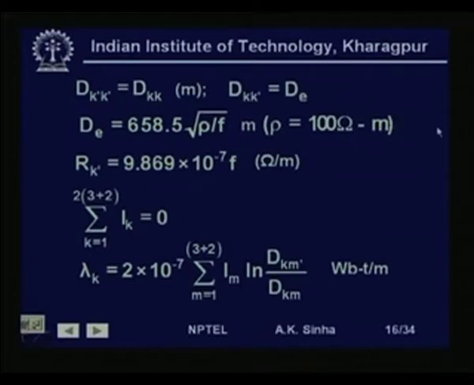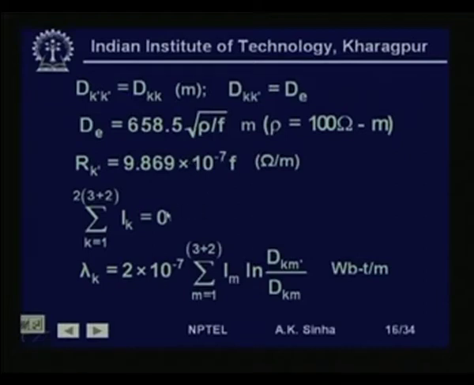He also found out that the resistance of these image conductors, or the conductors which are representing the ground current, is given by R_k' equal to 9.869 into 10 to the power minus 7 f ohms per meter, where f is the frequency. So, these dE and R_k' are empirical values, and these have been found out after lots of experimentation.